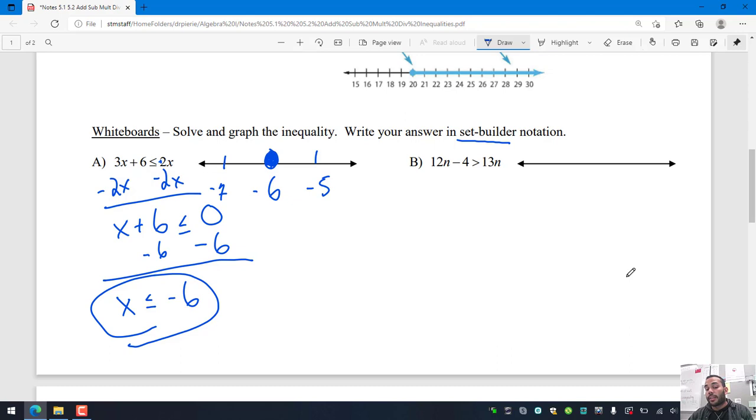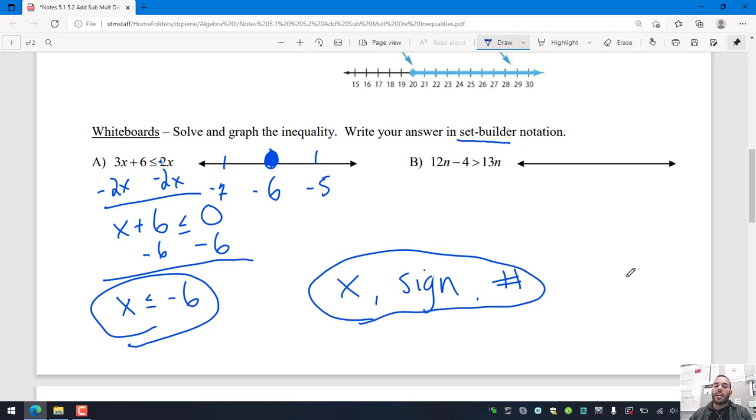The first thing you're going to see reading left to right is always going to be the variable. Let's always just call it x. You need to have the variable on the left, the sign in the middle, regardless if it's less than, greater than, or greater than or equal to, or less than or equal to. Then the number is going to be last. Write this somewhere on your paper and circle it. You always want your answers to follow this format of the variable, then the sign, then the number.